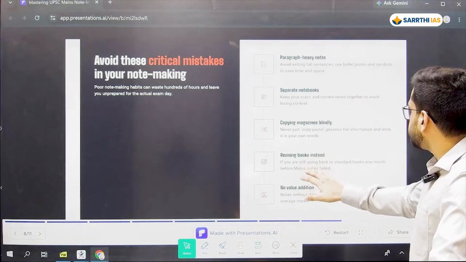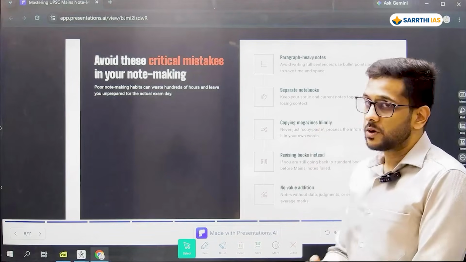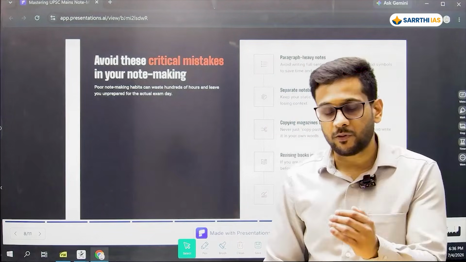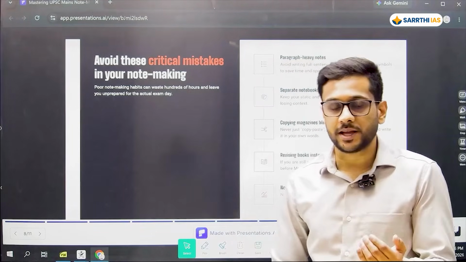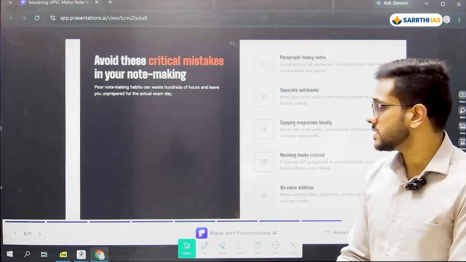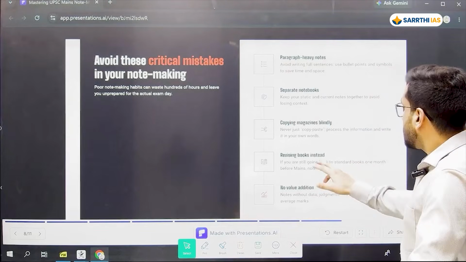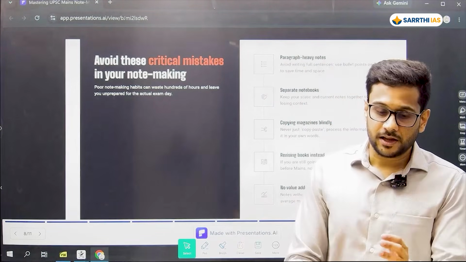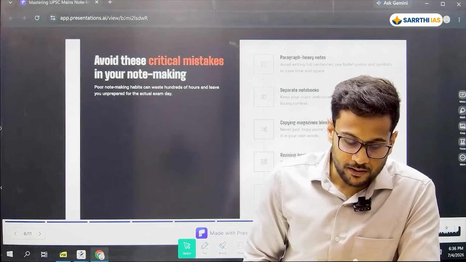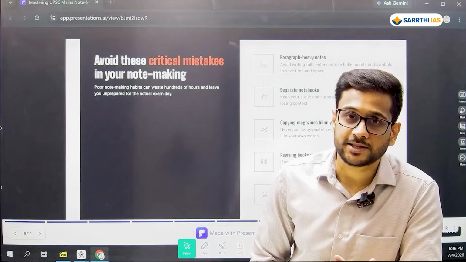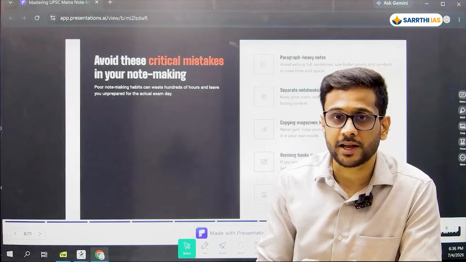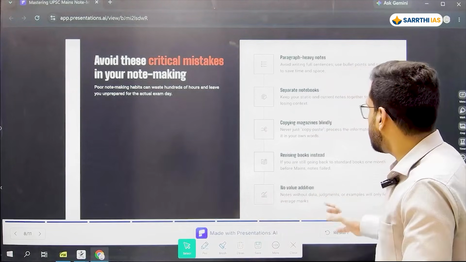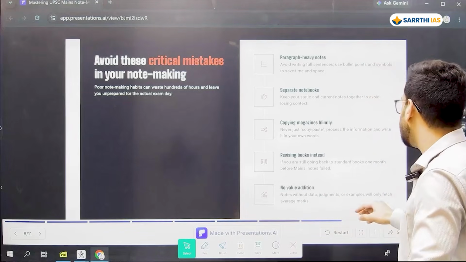Okay, then copying magazines blindly. Don't copy monthly magazines or yearly magazines blindly. You should not pick up each and every word and copy-paste it into our notes. Note down only those things which you think are relevant for you. Don't revise the book, revise your notes, because as I said, the image of your notes should come in the examination. When we are writing, we should get the image of our notes, rather than the book which is very big, which will make you go blank while writing in the examination.